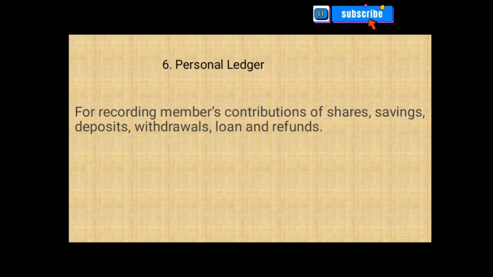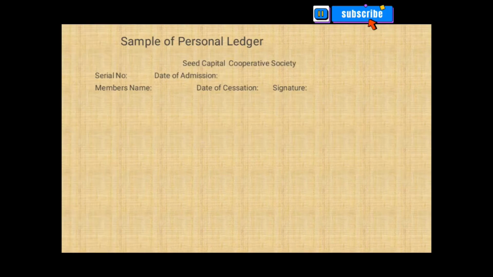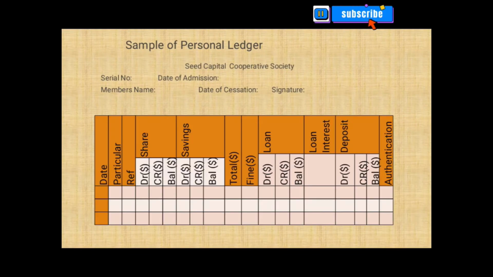Number 6. Personal ledger. For recording members' contribution of shares, savings, deposits, withdrawals, loan and refunds. Sample of personal ledger. On the ledger, the cooperative name comes first, then the serial number and date of admission, followed by member's name, date of cessation, and signature. The table below illustrates more about the personal ledger.